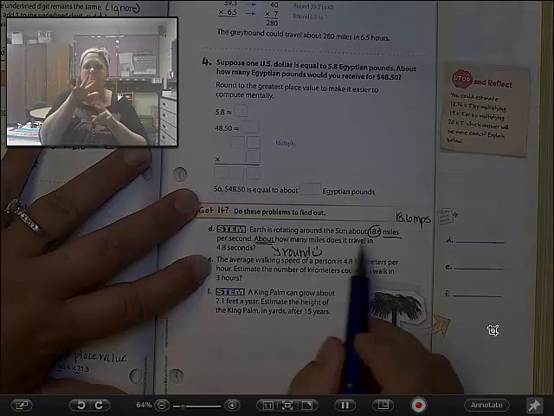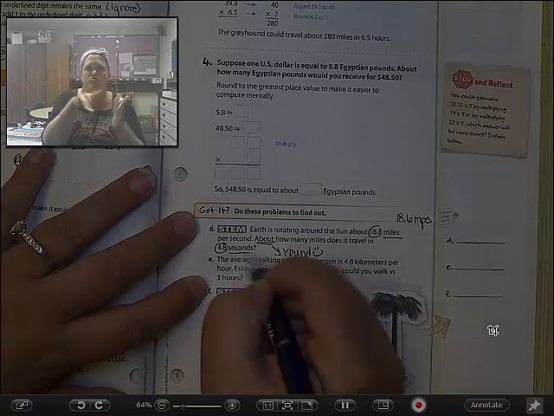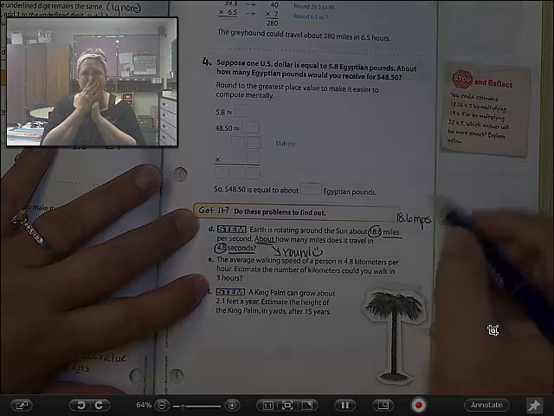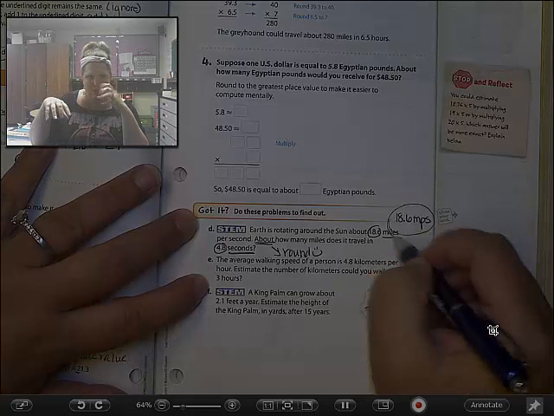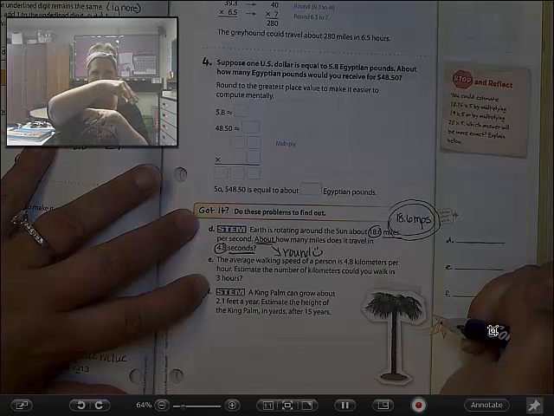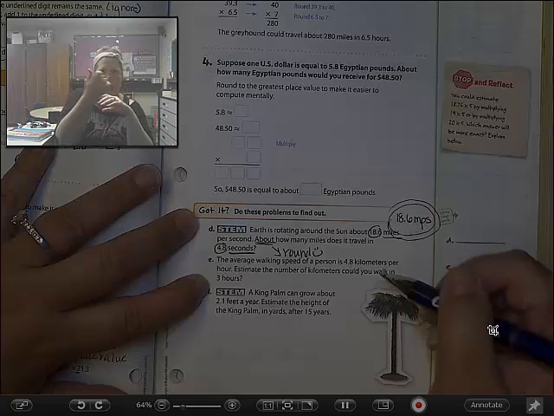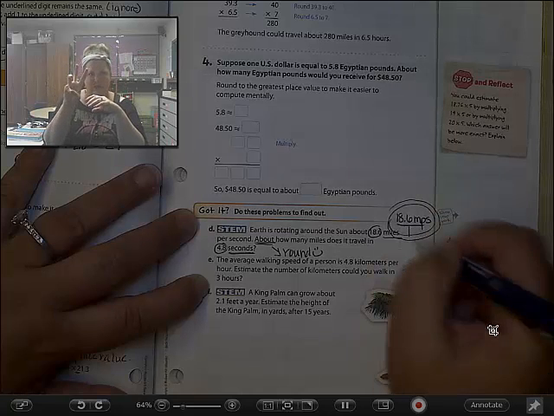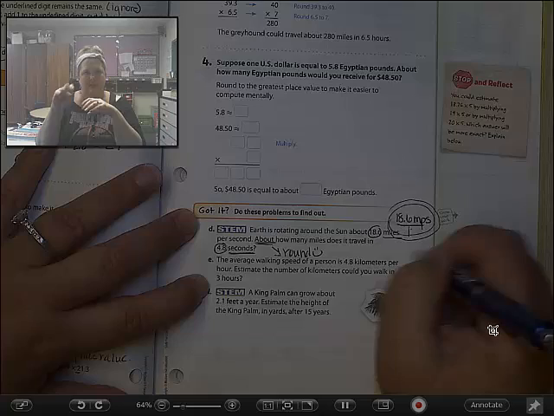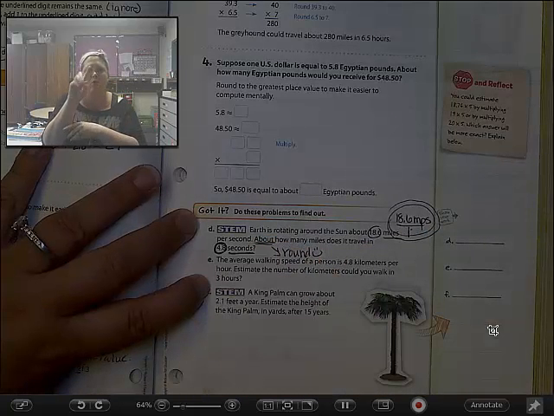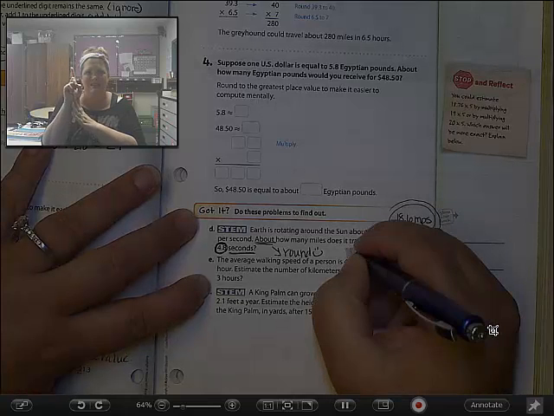How many miles does it travel in 4.8 seconds? So it goes around and around and around, 18.6 times in 1 second. So this is like a unit rate. It's saying how many miles will go in 4.8 seconds, for example. So yes, you're going to multiply.